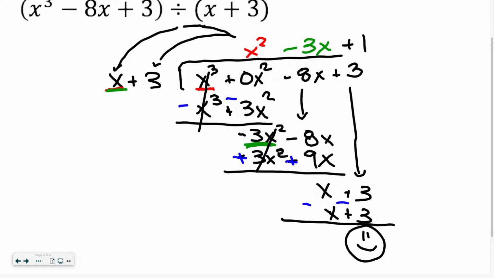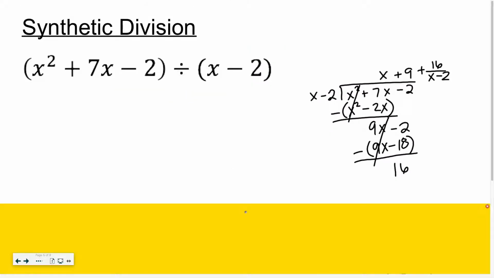Okay, now I'm going to teach you synthetic. We kind of see what's happening with our x terms. Synthetic is going to take all the x's away, so it doesn't have the same meaning as long division. We're going to learn a new setup. But I think you're going to find that you really like synthetic division.